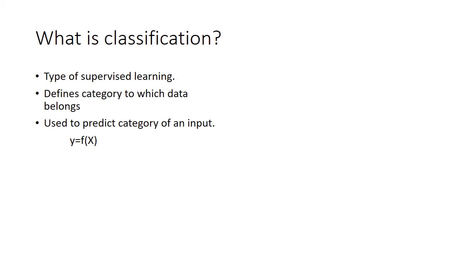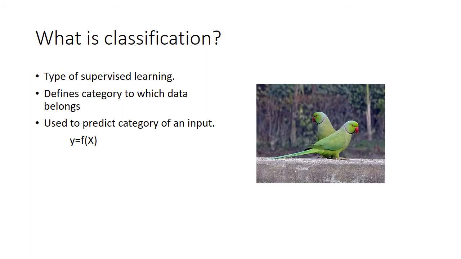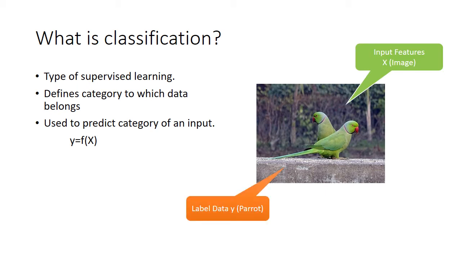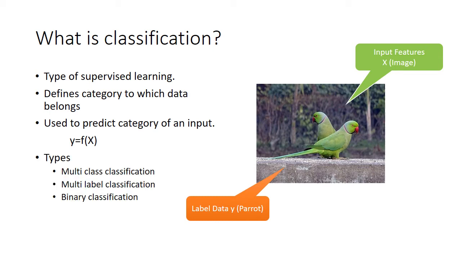For example, see this image. While building our model, we need to predict whether the image is a parrot or not. Here, an image is an input feature vector X, and our label Y is parrot or not a parrot. There are different types of classification: multi-class classification, multi-label classification, and binary classification.